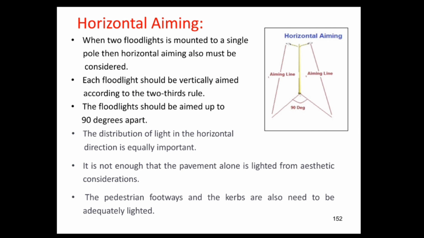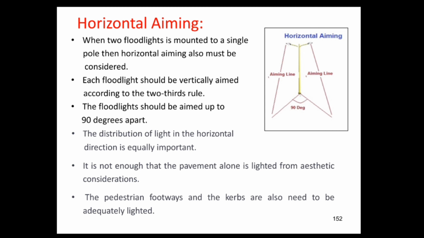Next is the horizontal aiming. Horizontal aiming can be understood as the two floodlights mounted on a single pole, as we can see from the figure. Here, each floodlight should be vertically aimed according to the 2/3 rule, forming an angle of 90 degrees with the aiming line, as you can see from the figure.